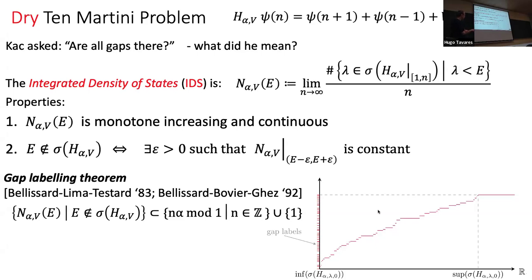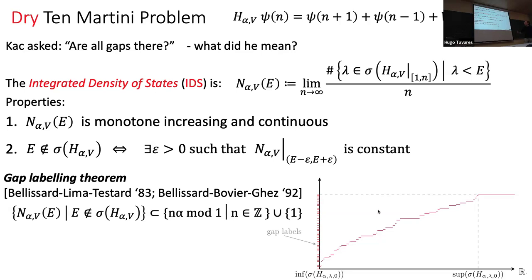And it says this. The value that the IDS gets at the gaps, at energies that are not in the spectrum, is among these candidates. These are the possible values. So you always can get one, because at the end you get one for the density of states. And the other values are related to the frequency alpha, integer multiples of alpha modulo one, because all of this is between zero and one. So these are all the candidates for what you get at the gaps. That's the gap labeling theorem demonstrated for this operator.